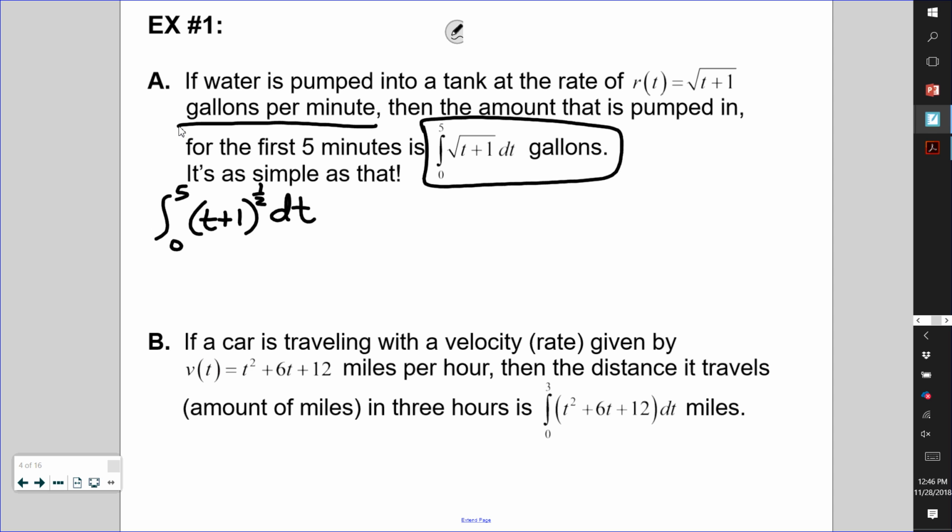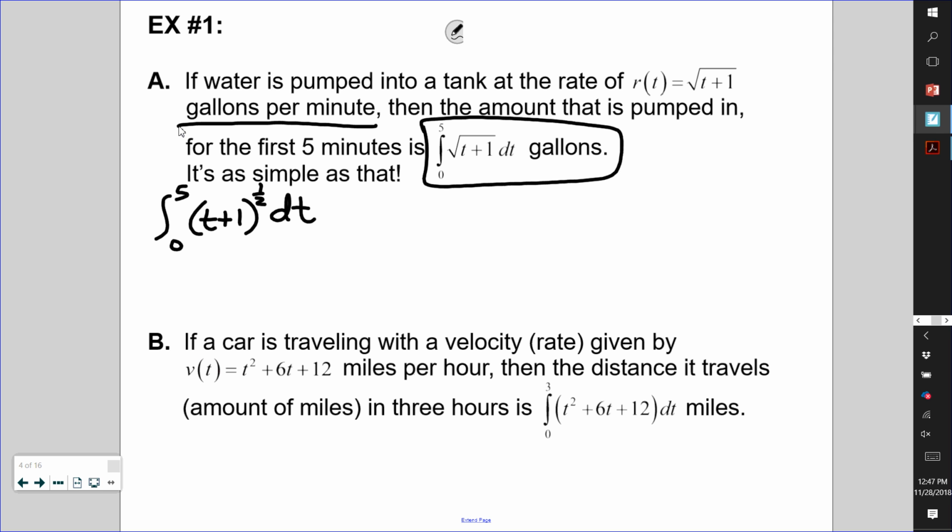So what would u be? What's that first thing we're always going to try? The inside, right? t plus 1. But if you let that be u, which we're not going to do, what would du be? 1 dt, would just be dt. So there's no change needed, so it really doesn't do me much good to do that. I just need to recognize it's whatever's inside raised to the power divided by the power. I don't need to do anything because du is in fact just dt, so it would be a waste of my time to rewrite it.